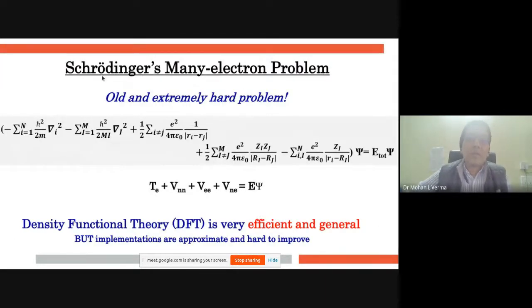So as a whole, this is the Schrodinger equation of the many-body problem, which is the sum of these four terms: this T, the kinetic energy of electrons, this potential term for the nucleus, this for the electron interaction, and this for the electron-nucleus interaction. The right-hand side is the total energy. And this density functional theory is very efficient and general, but with a good approximation.